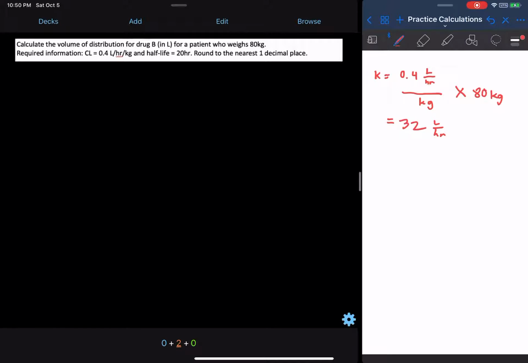We got 32 liters per hour for rate constant, and now I'm moving on to, they wanted it in liters, so I need to solve for time. Oh, mixed up the units, so this is actually just clearance. So this is the number for clearance. Now I'm going to solve for K using half-life.